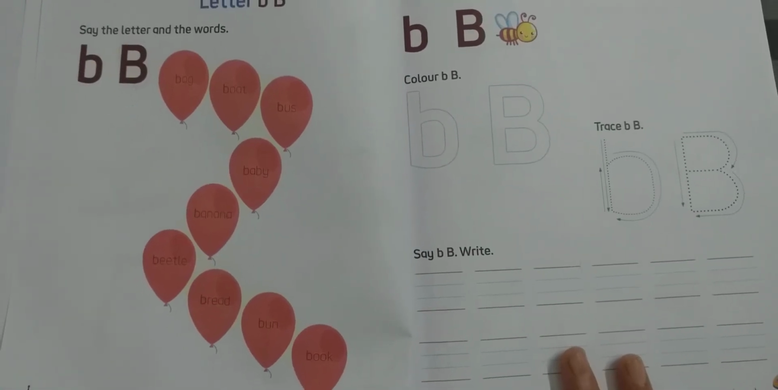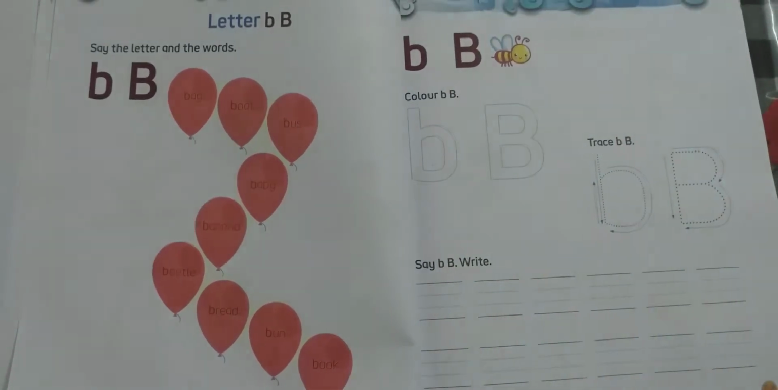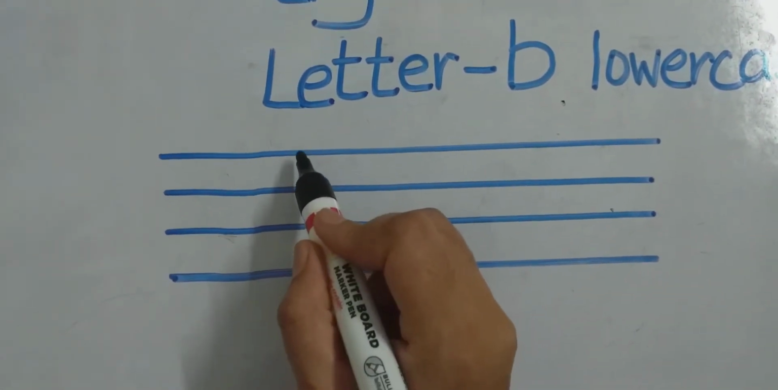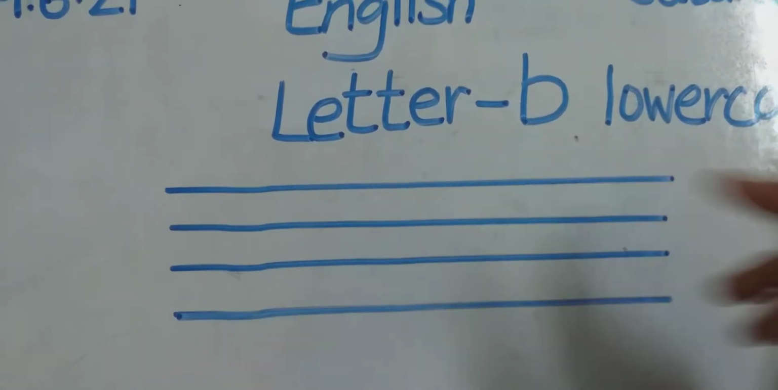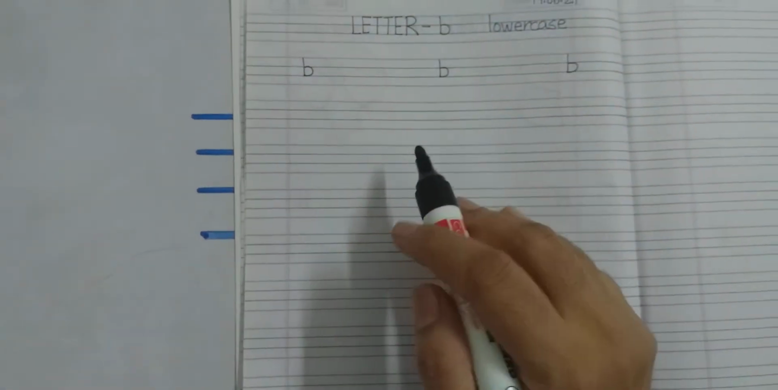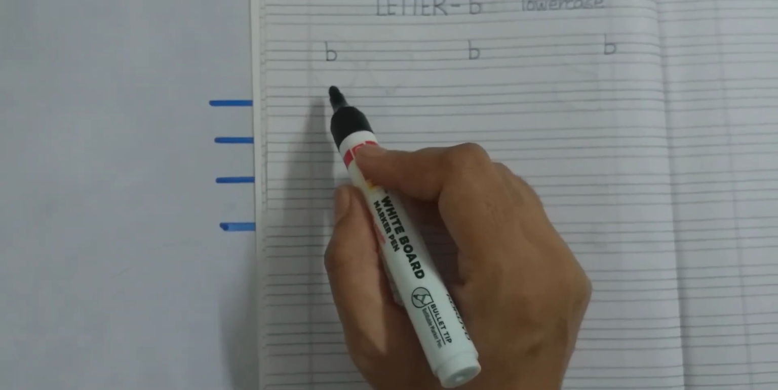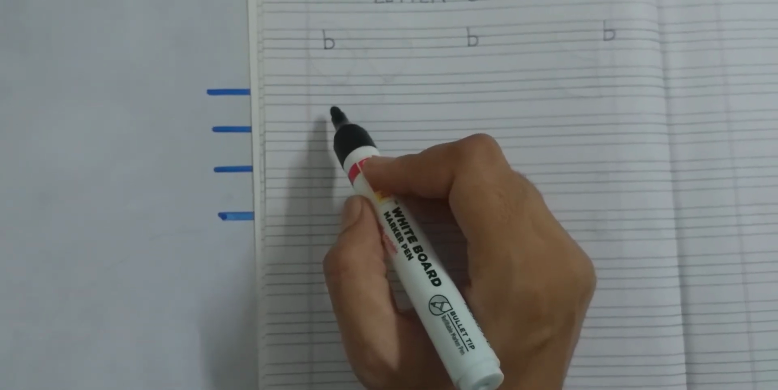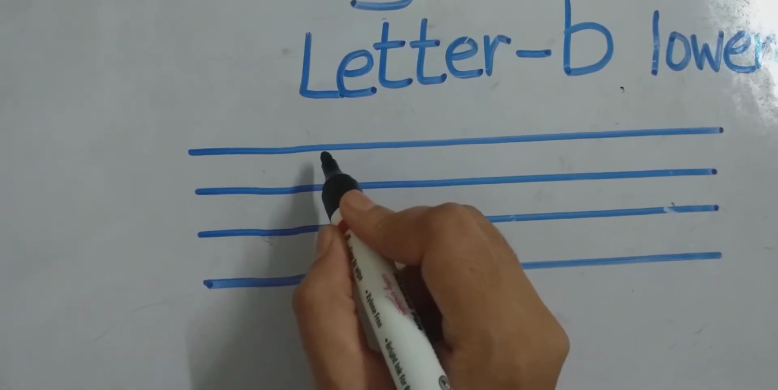Children, now let's see how to make lowercase b. So let's start. Starting with the first line, the red line, okay? In our English notebook there are 4 lines. The first one is red, then blue, the third one is blue and the fourth one is red. First of all, you have to start with the red line.